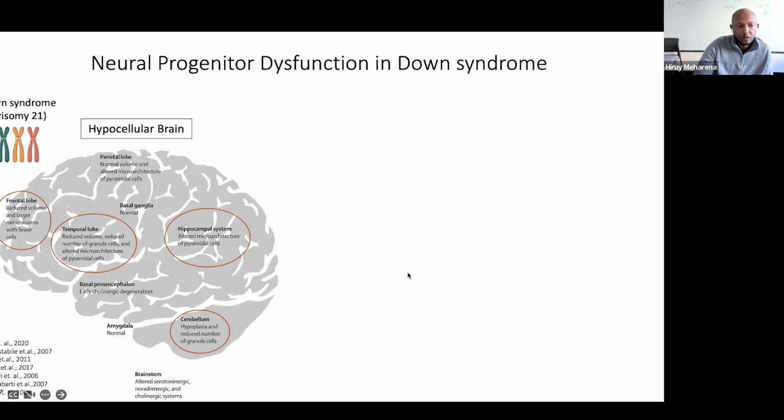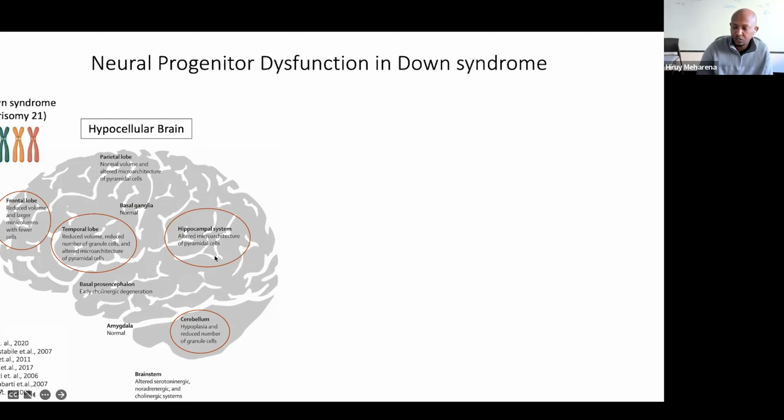So in Down syndrome, studies looking at postmortem human brain samples have identified a subset of regions with significant hypocellularity. Hypocellularity means there's a loss in the number of cells within those regions. What studies have found is that the frontal and temporal lobe, the cortical region we utilize for processing information, thinking, and making executive decisions, seems to be hypocellular.